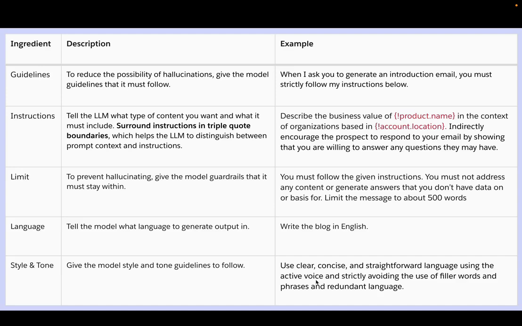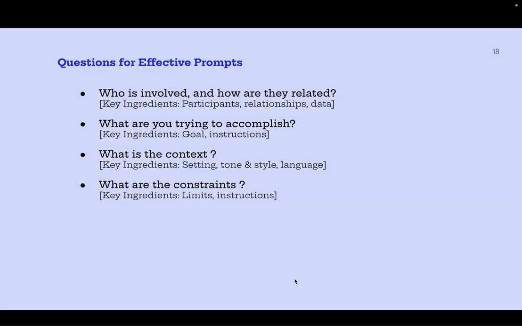So these are some of the key ingredients, and by using these ingredients you are setting the stage for accurate, effective, and targeted content. Now that we know each ingredient, let's see how we can connect each ingredient with the right questions to make sure your prompt is clear, actionable, and effective. So these are the 4 questions that you can ask yourself for writing an effective prompt. The first one is, who is involved and how are they related?